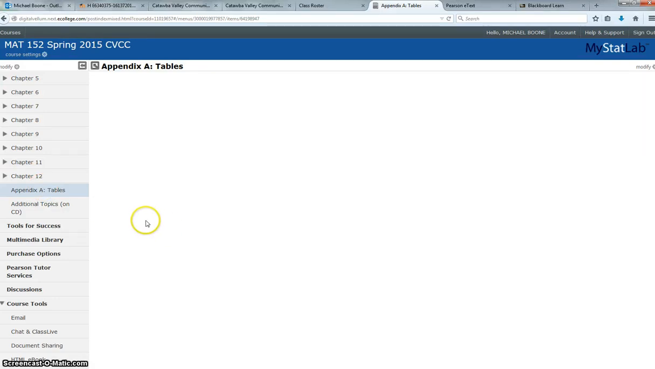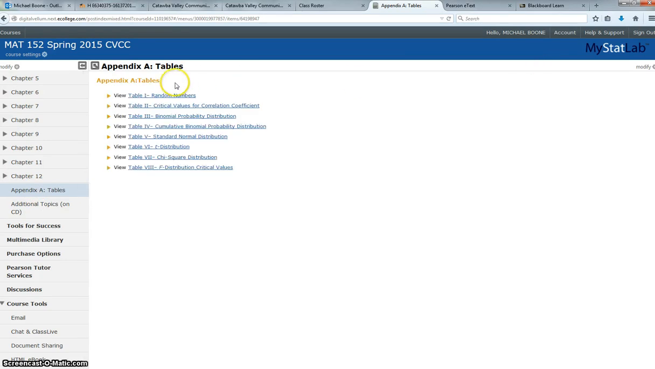But also in your book under Appendix A tables, there is a critical values for correlation coefficient. And so let's just look at that for a second.